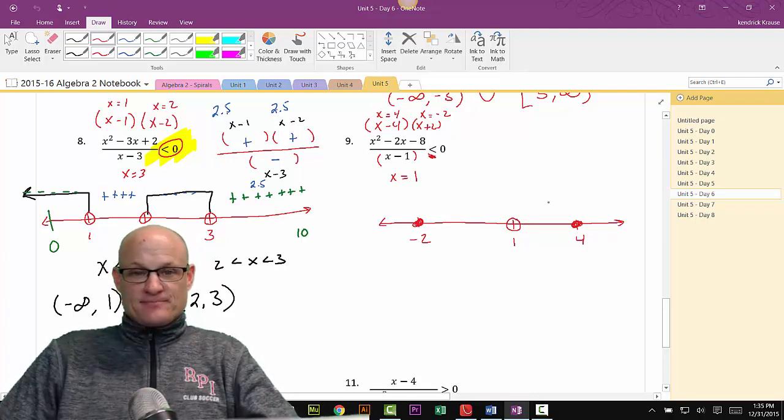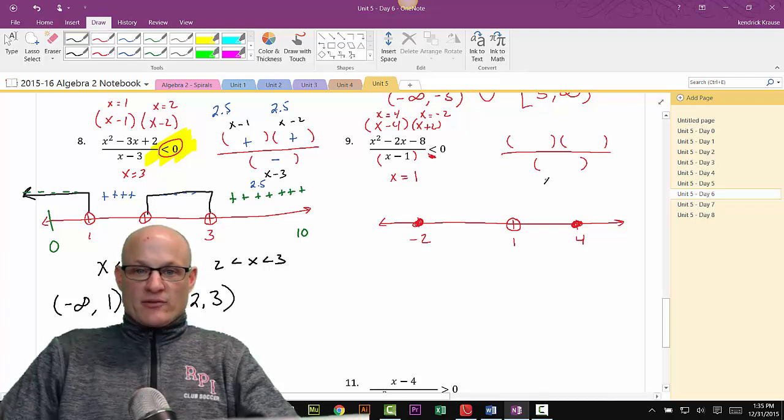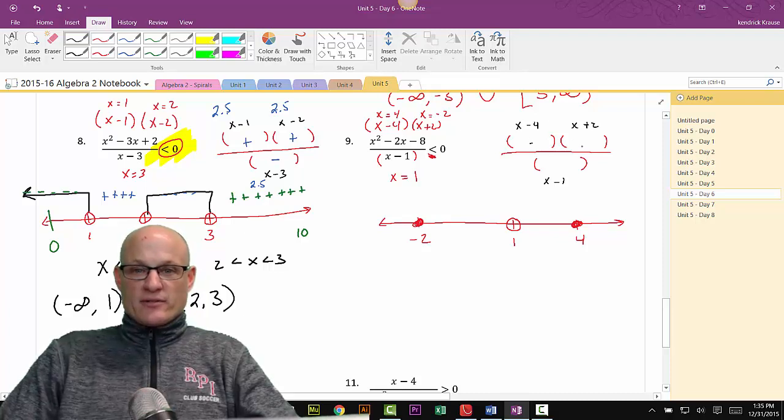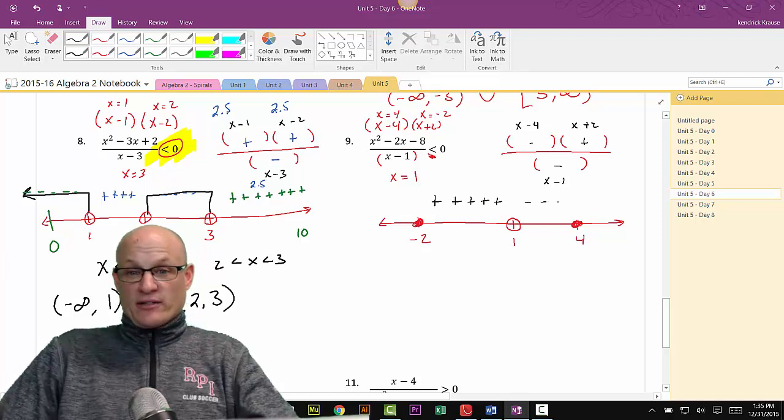All right, now I just got to decide. The easiest number to plug in is 0. So let me just remind us what we got here. Parentheses, parentheses. Now remember, this is x minus 1, this is x minus 4, and this is x plus 2. So I plug in 0. This would be negative, this would be positive, and this would be negative. Two negatives make a positive, and since 0 is in between these two, I know this is negative, this is positive, and this is negative.